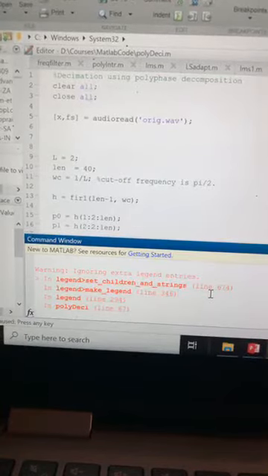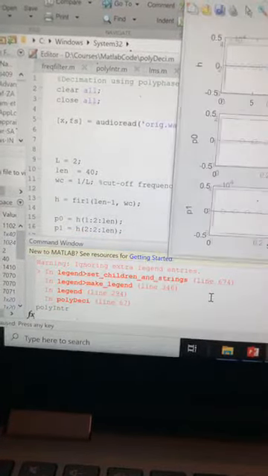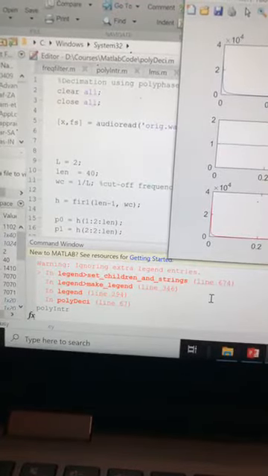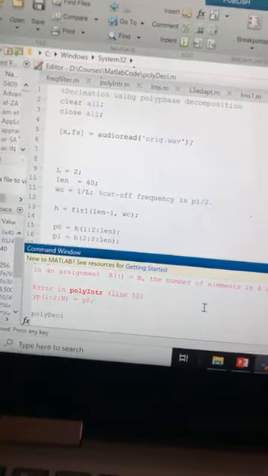This is also a decimated version of the voice. So this is important to understand, that what are we trying to achieve here.